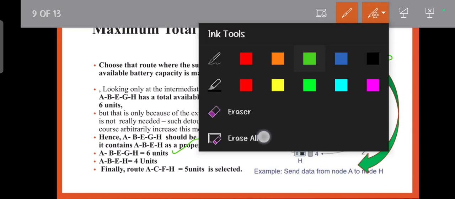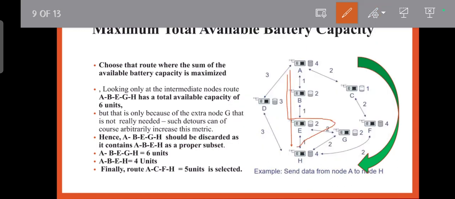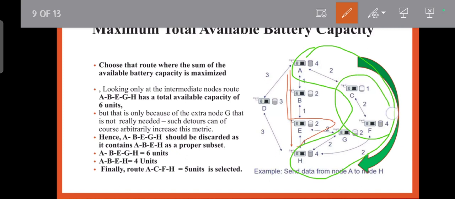Similarly, I have to calculate the value for A, C, F and H. In this connection, C and F are the intermediate nodes. The battery levels of those nodes are 1 plus 4, so the total available battery capacity for that path is 5 units. We have calculated the values for 3 different possible connections. Among these, the maximum value is 6 units. But we can finally conclude the best route is A, C, F, H.